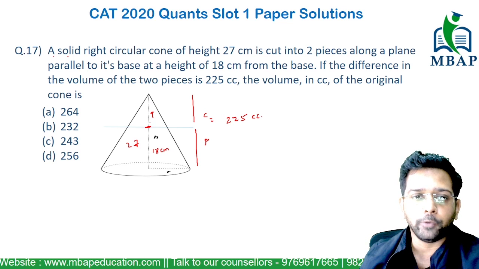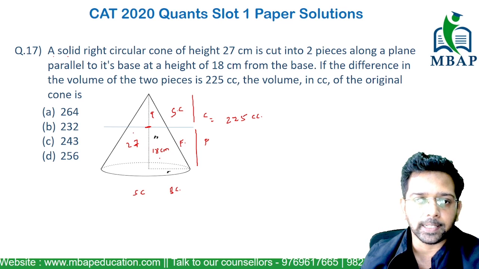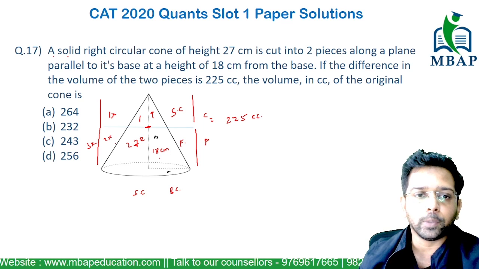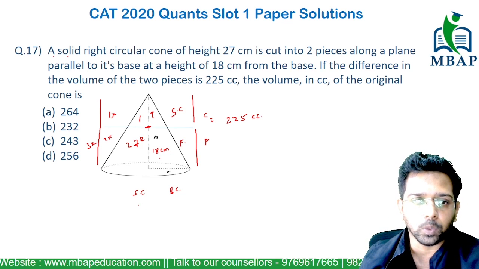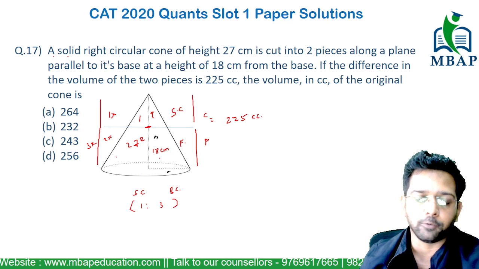Now, if you cut a cone into two pieces, obviously you get a smaller cone and a frustum. Let's compare the smaller cone, which is my SC, to the bigger cone. The bigger cone is my original cone. So this is 9, this is 27, this is 18. So the ratio is 1 is to 2. Let's assume the overall height of my cone is 3x, which is divided into 1x and 2x. The height of the smaller cone versus the bigger cone will be in a ratio of 1 is to 3.